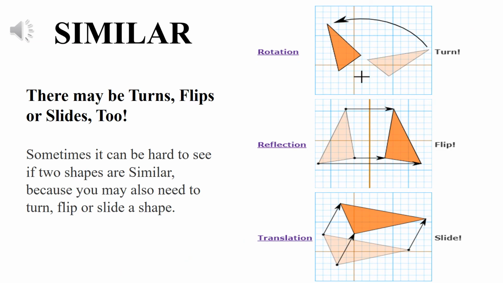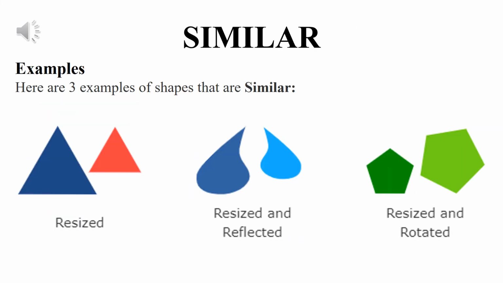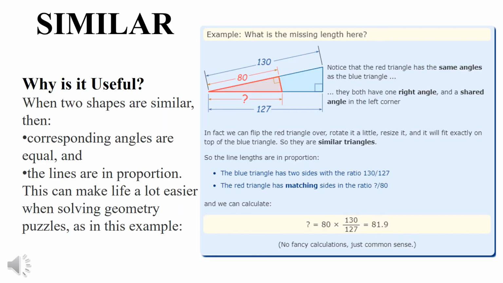Sometimes, it can be hard to see if two shapes are similar, because you may also need to turn, flip, or slide a shape. Examples. Here are three examples of shapes that are similar: resized, resized and reflected, resized and rotated. Why is it useful? When two shapes are similar, then corresponding angles are equal, and the lines are in proportion. This can make life a lot easier when solving geometry puzzles, as in this example.